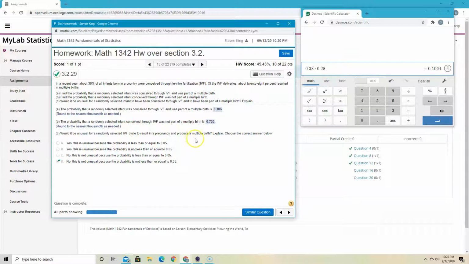So that's 0.106, and we stated that that was larger than 0.05, so it's not unusual. No, this is not unusual because the probability is not less than or equal to 0.05.